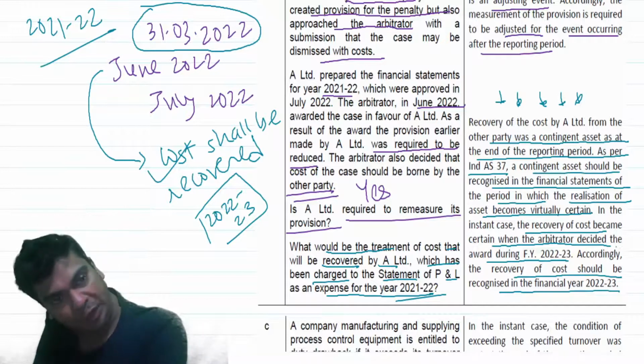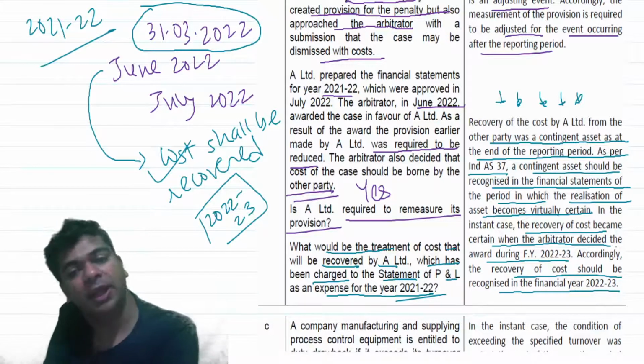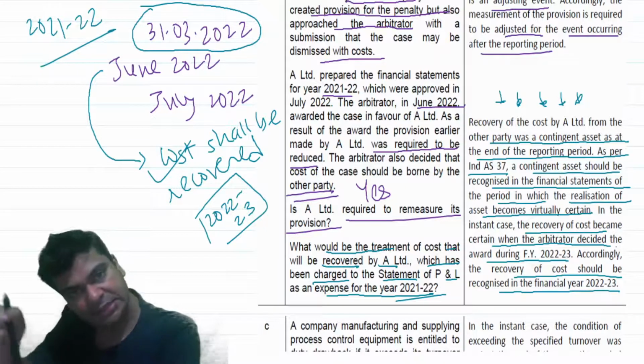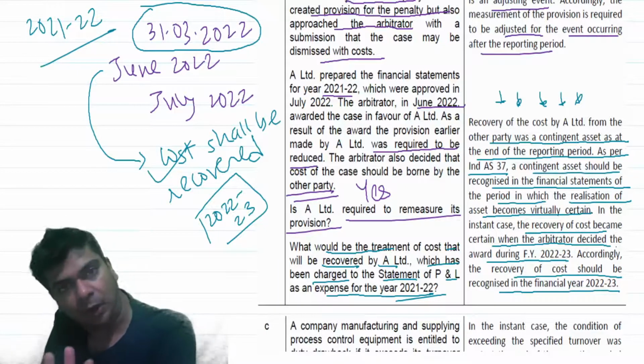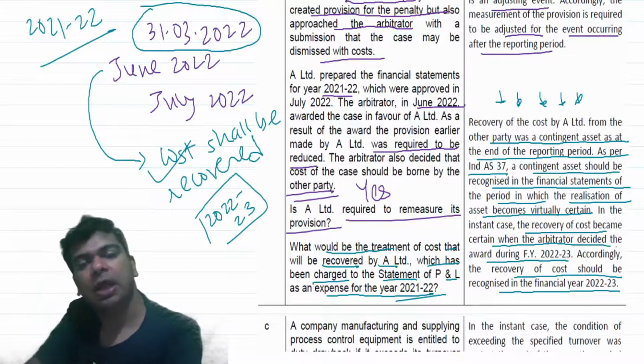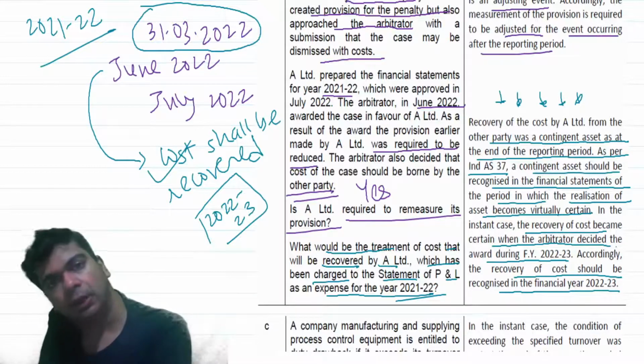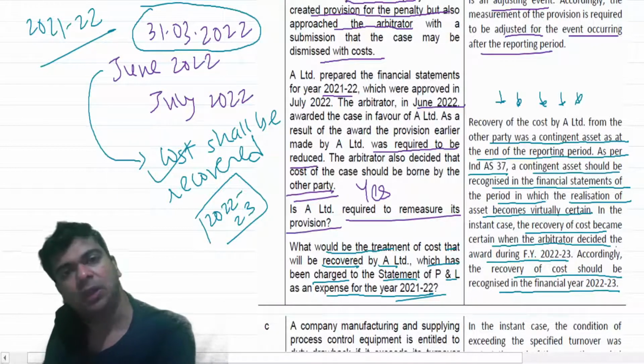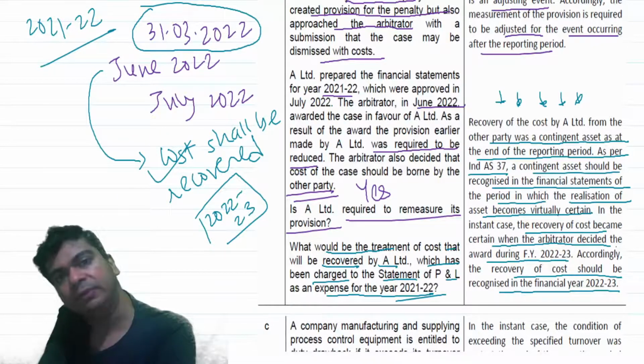2022-23. What shall we do? In financial statements for the year 2021-22, disclose this as a contingent asset. Okay. And in the year 2022-23, you can credit it to your profit and loss account as a recovery of cost from the other party.